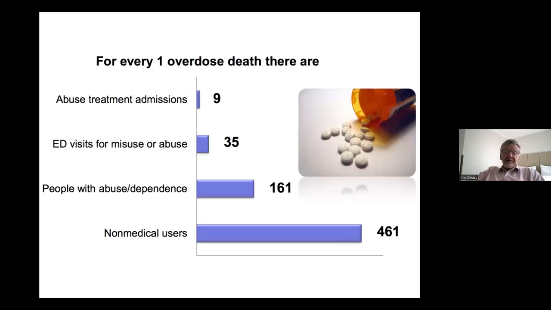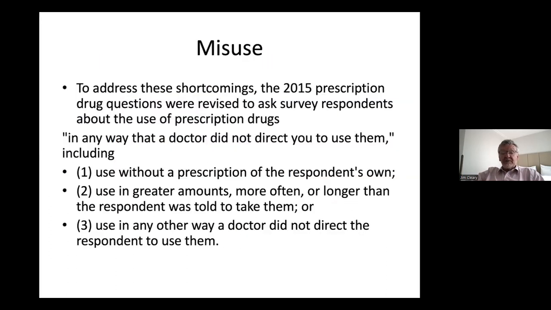There's also, we hear, not just the deaths. There are other reasons: abuse, dependence, non-medical users. What do we even mean by a non-medical user? A misuse is, in fact, any way that a doctor did not direct you to use them. So when I speak to medical audiences, I ask the question, how many of you have misused an opioid? And no one puts up their hand. I put up mine, and then I explain what misuse is. Use without a prescription of the respondent's own, use in greater amounts. So if a physician says you're to take one tablet every 4 hours and you take 1.5 or 2 tablets, that's misuse. Or if you use them in another way, do not take with alcohol and you take them with alcohol.